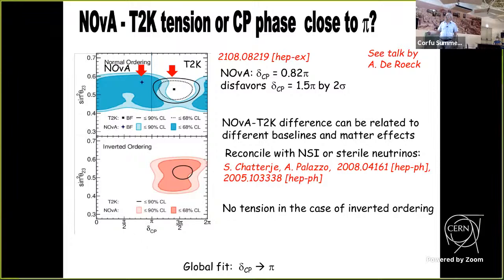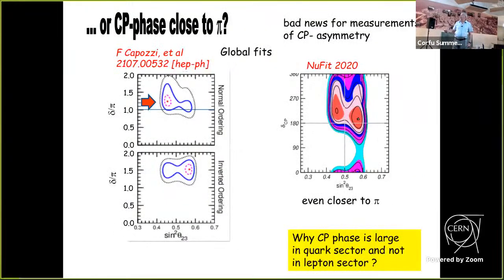This difference can be reconciled by introducing non-standard neutrino interactions or a sterile neutrino, which has been discussed in a couple of these papers. There is no tension in the case of inverted hierarchy. However, another interpretation would be that if you just make a joint analysis, you will get something which is close to pi somewhere here. And this is the result of the global fit. You see, this is the best fit point, which is not far from pi, and even closer in this analysis. It's actually bad news for future experimental measurements of CP asymmetry, because if it is pi, there is no asymmetry at all.